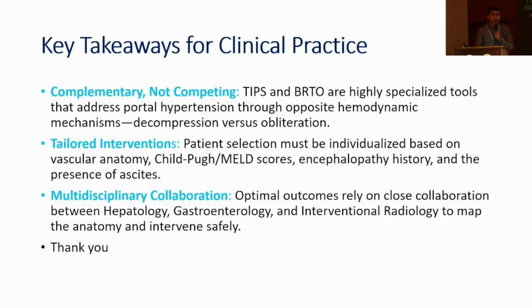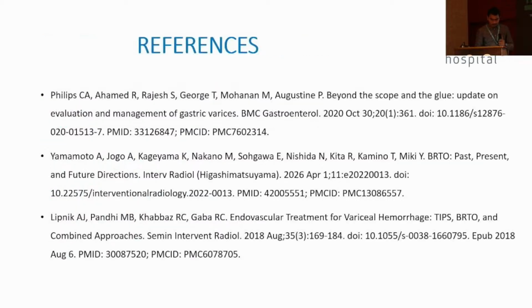And the takeaway for today's session is that TIPS and BRTO are effective, highly specialized tools to address portal hypertension because both have a different mechanism. In TIPS, there is decompression, and in BRTO, it's obliteration. We should also have patient selection individualized based on the vascular anatomy, clinical assessment, presence of encephalopathy, and the presence of refractory ascites. And it's a multidisciplinary approach, with collaboration between hepatology, gastroenterology, and interventional radiology to map the anatomy and intervene safely. Thank you everyone for your attention.